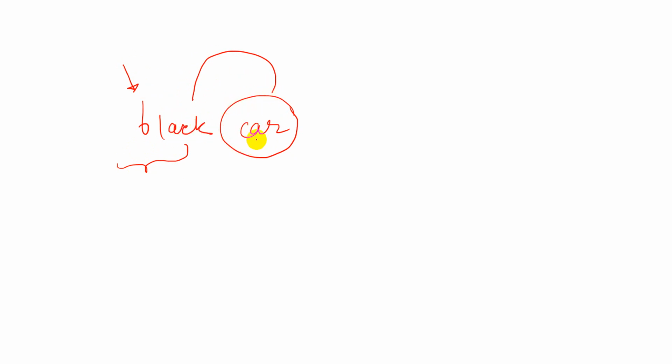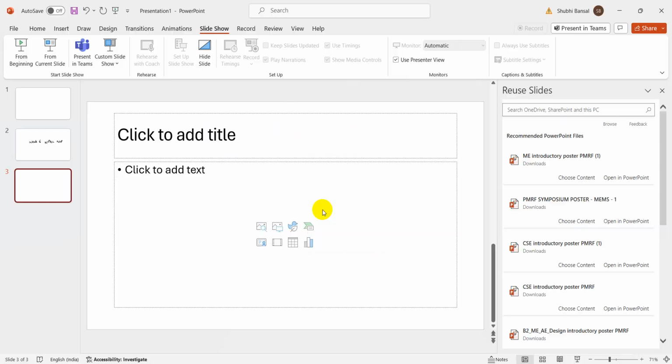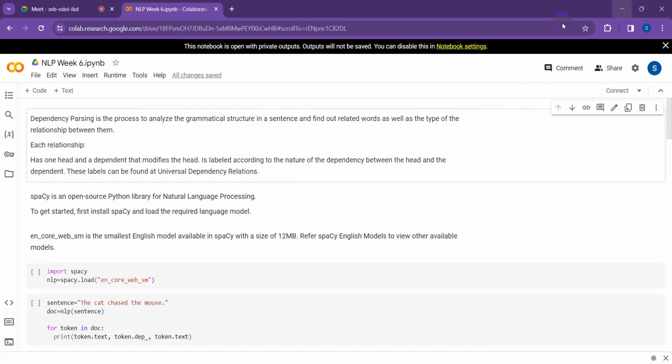So how should I draw the arrow, from car to black or black to car? Car to black. All of us are clear with this. This is the main thing here. Okay. So you could call it an adjective nominal. I think nominal is the correct one. Let us see. Why adjective? Because it is helping us to describe the property of the car, right?